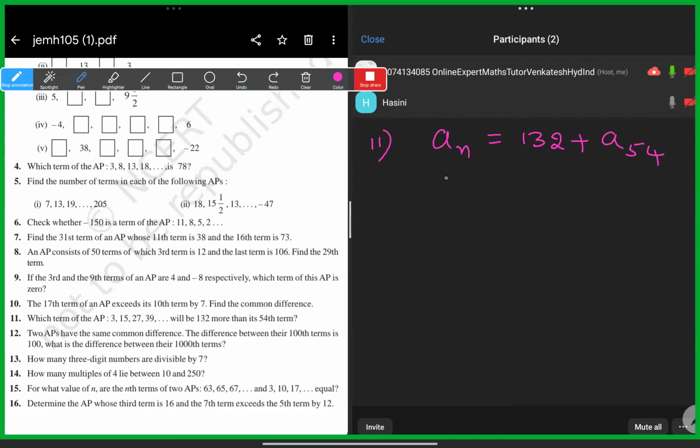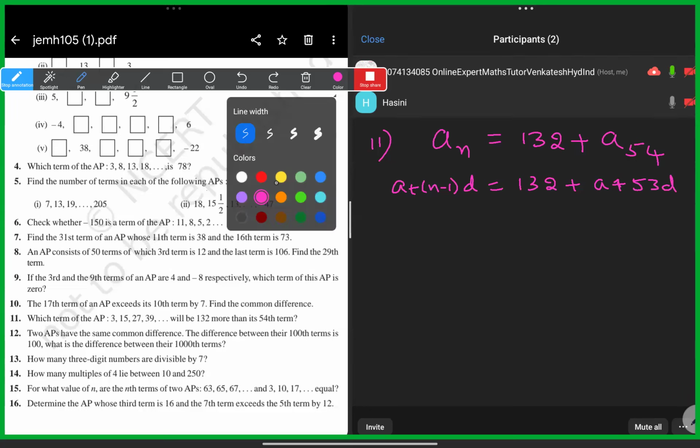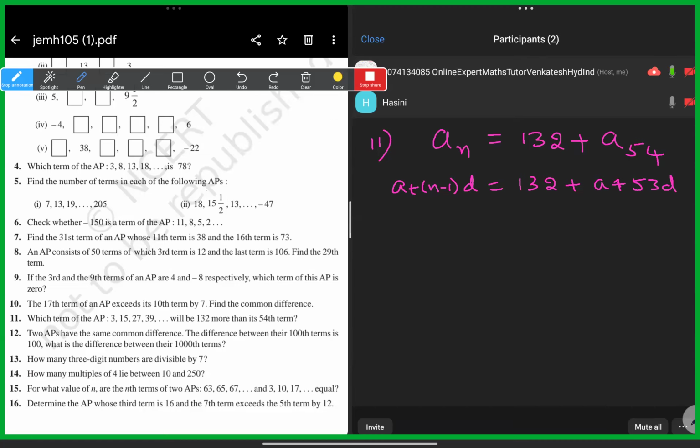So now in the given series, Hasni, I'm writing An as a plus n minus 1 into d is equal to 132 plus A54, which is a plus 53d. Now, from the given series, we already have the a and d values.